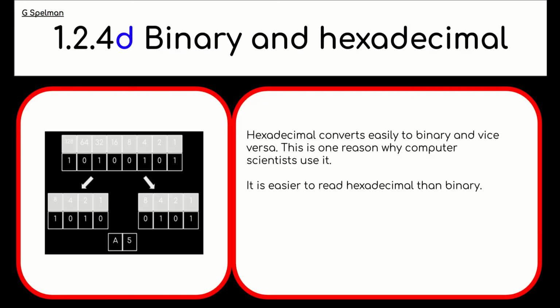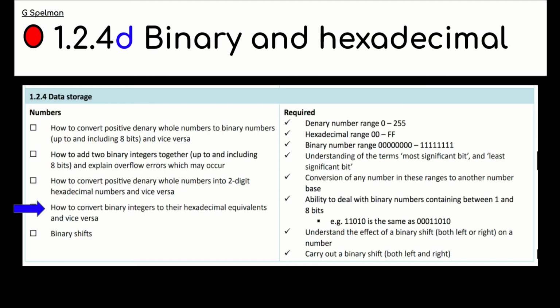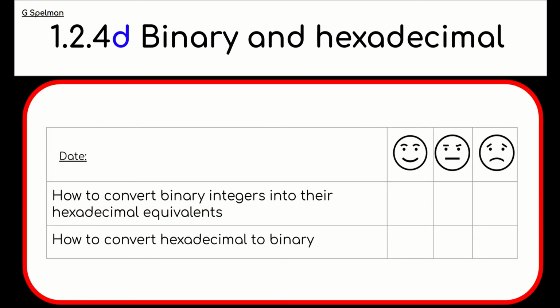Okay, so what have we learned? We've learned that hexadecimal converts easily to binary and vice versa, and that's one reason why computer scientists use it. The other reason that they use it is it's easier to read hexadecimal than binary. Have a look now at where you are with your knowledge on this bullet point. Fill in the slip.